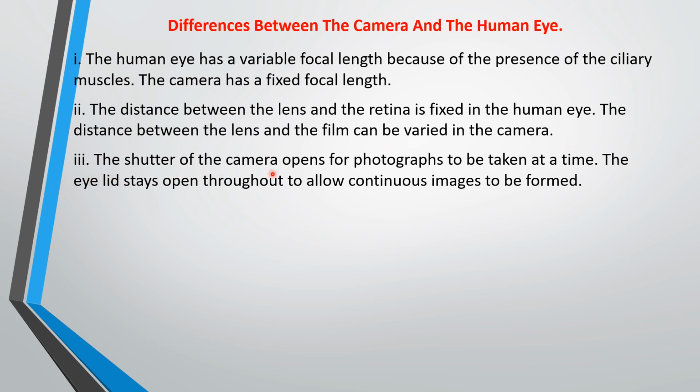Then the shutter of the camera opens for photographs to be taken at a time, but the eyelids are always open. So that allows an eye to see images continuously. But for a camera it opens and closes. But for the eye, because the eyelids are always open, it helps to register images continuously. So those are some of the differences between the eye and the camera.